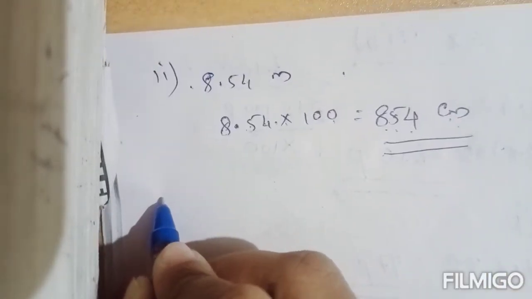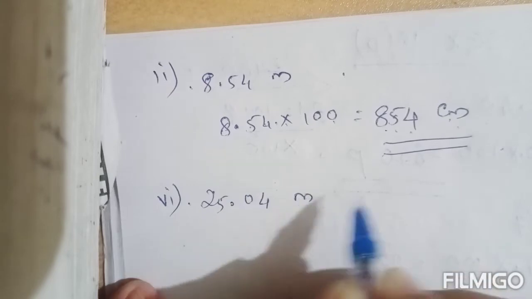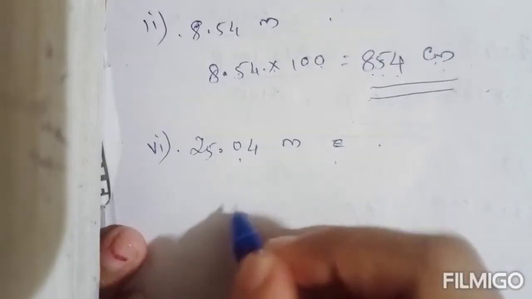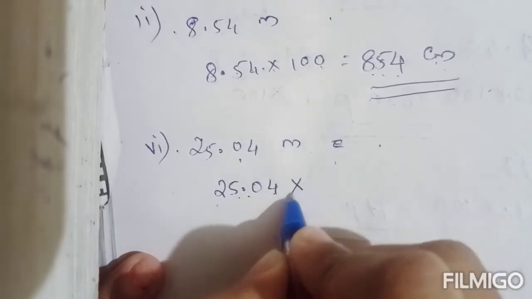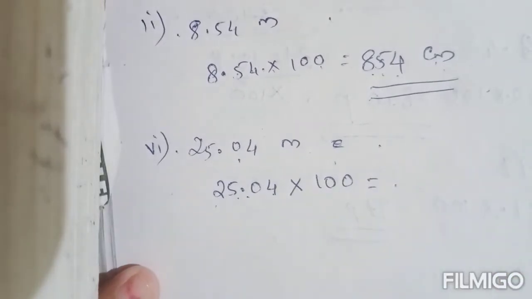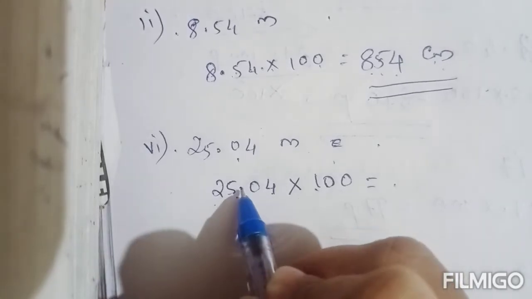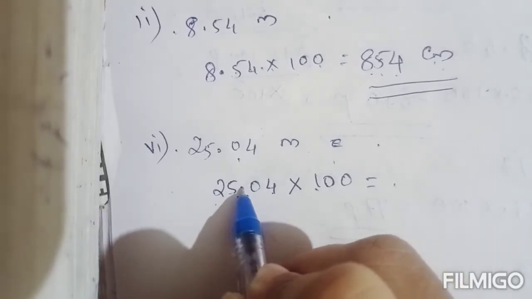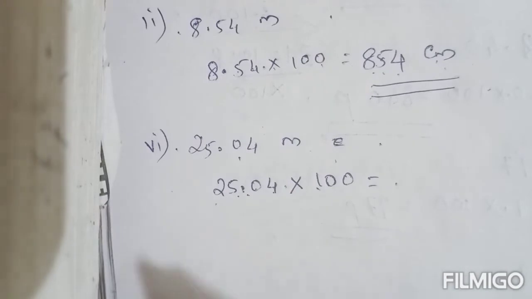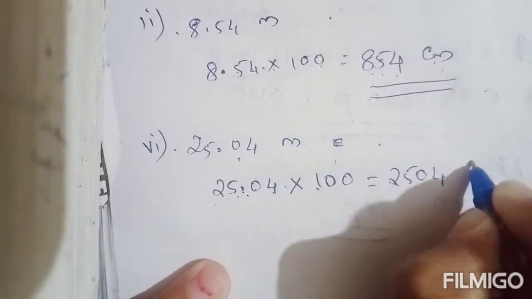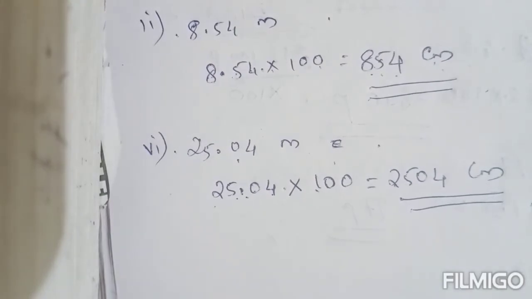Okay. Now the sixth one, 25.04 meter. In order to convert meter to centimeter, just multiply 25.04 meter by 100. Multiplication by 100, the decimal point will move 2 places to the right. So here is the decimal point, moving this decimal point 2 places to the right, 1, 2. Here will be the decimal point, and you will get 2504 centimeter. Okay, do the third one, fourth one and fifth one as homework.